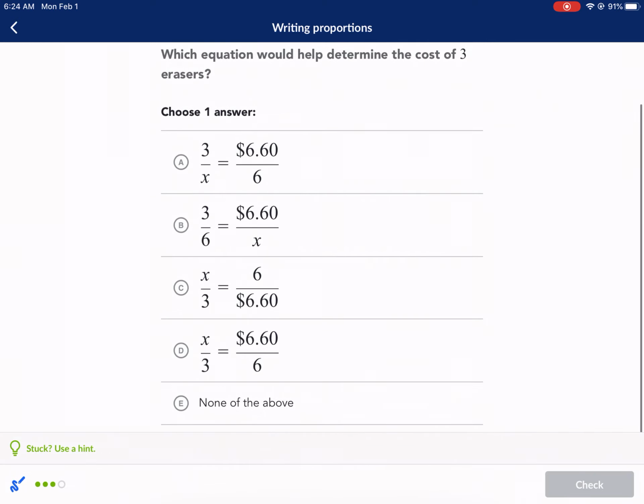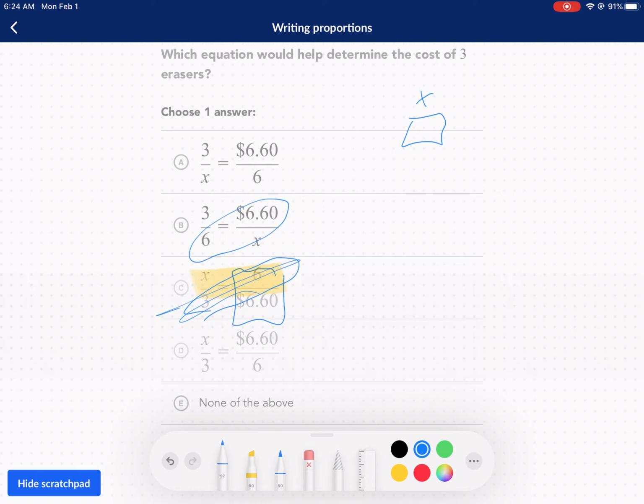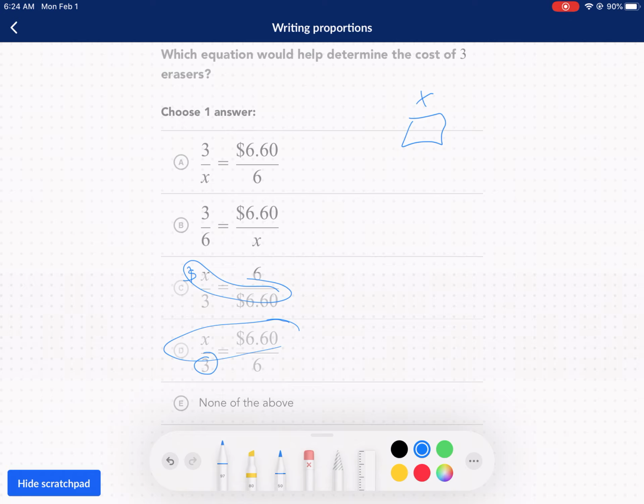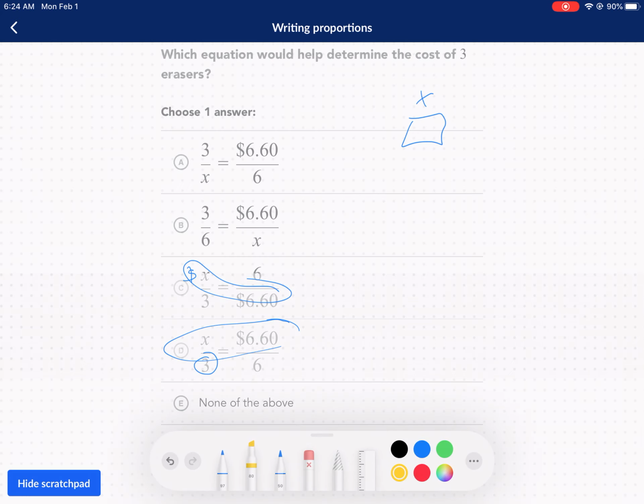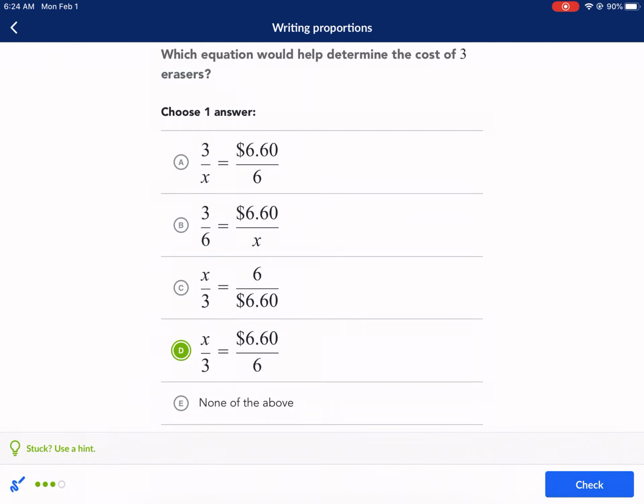Let's go down to the other ones. Let me erase this. Whoops. Eraser. Okay. We have the cost over here. Diagonal relationship, that's no good. Okay, cost in the top and bottom here, that's good. And we want to know the cost for 3. So it looks like D is our option because we were told that 660 was for 6. Okay, 660 was for 6. So now we want to find the cost for 3. So it's going to be D is our option.